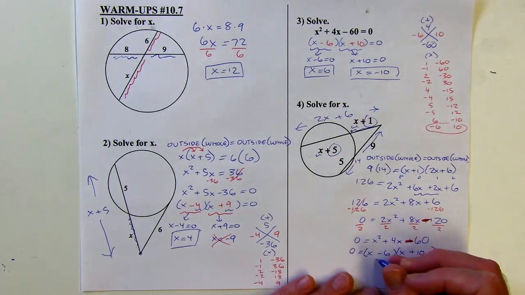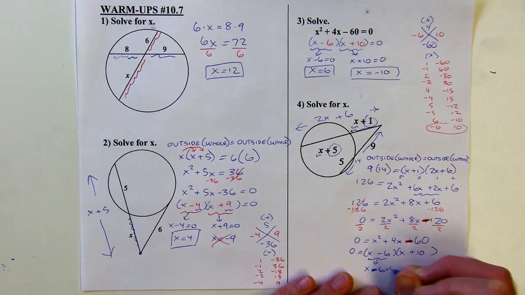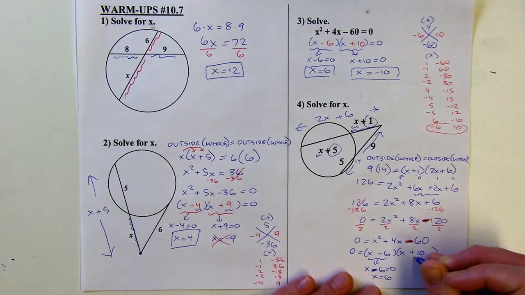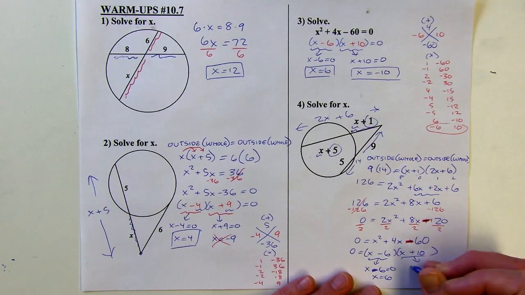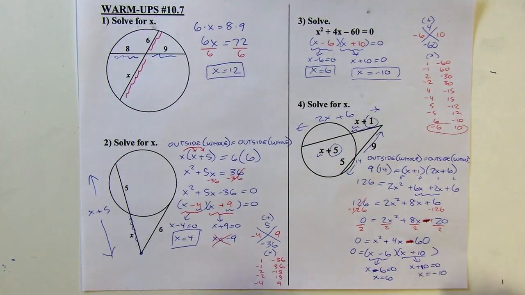Okay, and then when I use the zero product property, x would equal, well, x minus 6 equals 0, so x equals 6. And if x plus 10 equals 0, then x equals -10. Okay, so same two solutions I got before, but now I've got a diagram and I got to think, are both of those answers okay?